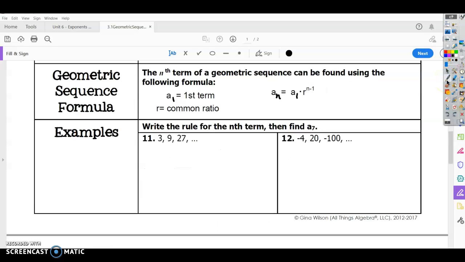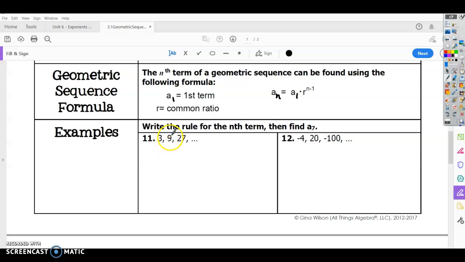All right, for the next thing we're going to look at the geometric sequence formula. Okay, so this is the general formula. The nth term of a geometric sequence can be found using the following formula. And sometimes you'll see different versions of this, but this is kind of the general version that we use. So a subscript 1 is the first term. R is your common ratio. So a subscript n can be found by taking your first term times your common ratio raised to the n minus 1 power.